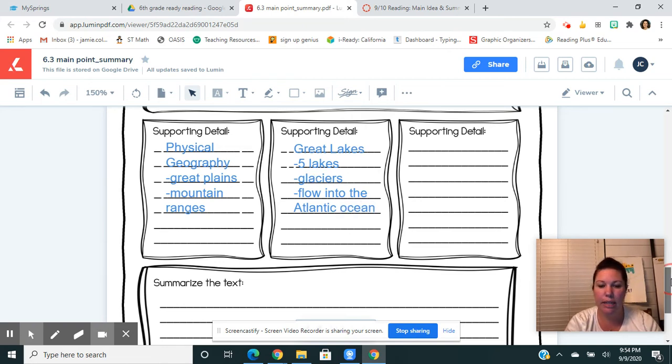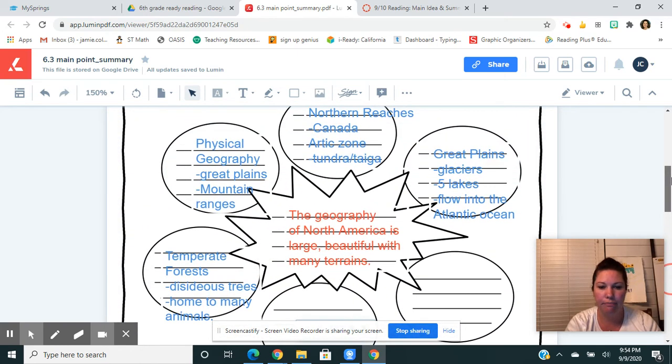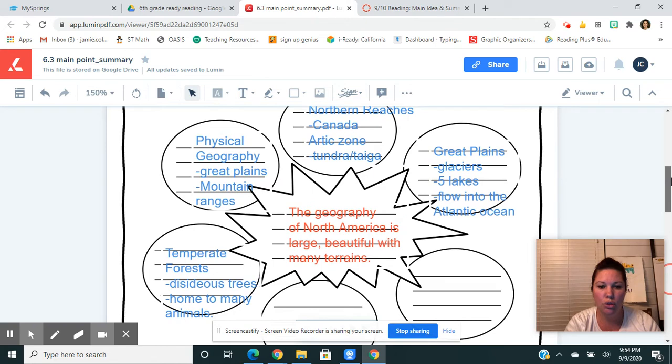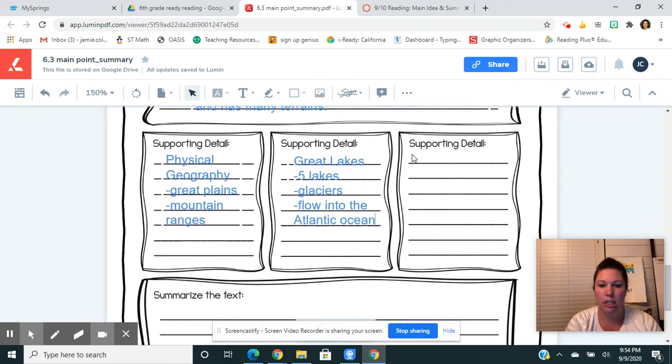Okay, now I'm going to choose my last one. Let's see, which one do I want to do as my last one? I think I'm going to do the temperate forests. So I'll do, there we go, temperate. I'm not spelling right tonight. Can you guys tell I'm tired? Temperate forests.